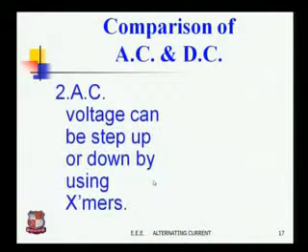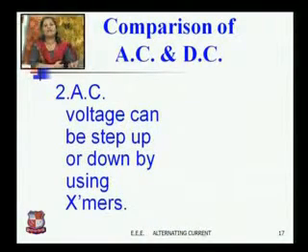Now the next point for comparison: AC voltage can be stepped up or stepped down by using transformers. As you know, a transformer is a device which changes the voltage level without changing the frequency. It means the frequency of supply is constant, but using a transformer you can change the voltage level.